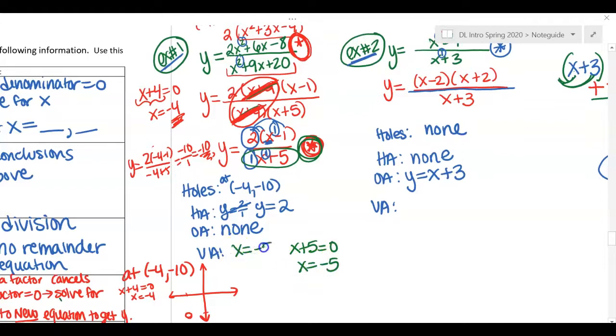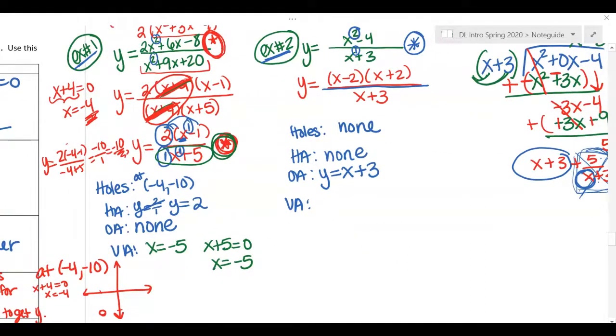That's my vertical asymptote. Okay. In my second example, x plus 3 is my denominator. If I set x plus 3 equal to 0, I would get x equals negative 3, and I have one vertical asymptote there.